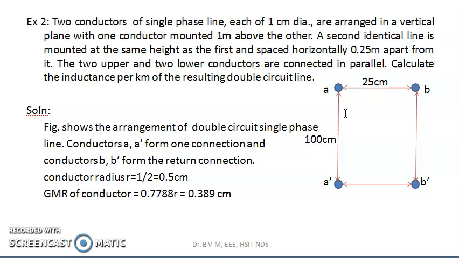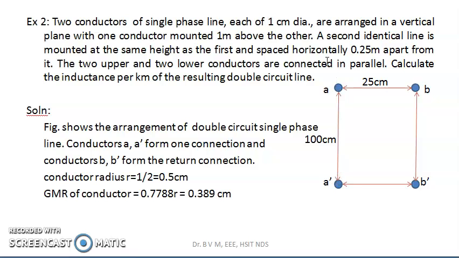See here, this is the graphical representation of this problem. These are the two conductors of single line, A and A dash, and these conductors are having 1 centimeter diameter. They are arranged in a vertical plane, mounted 1 meter above the other. Conductor A is mounted 1 meter, 100 centimeter above A dash.